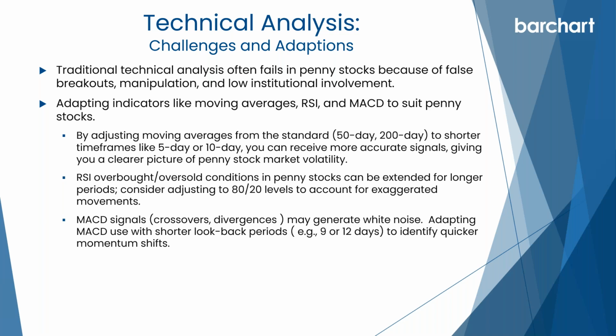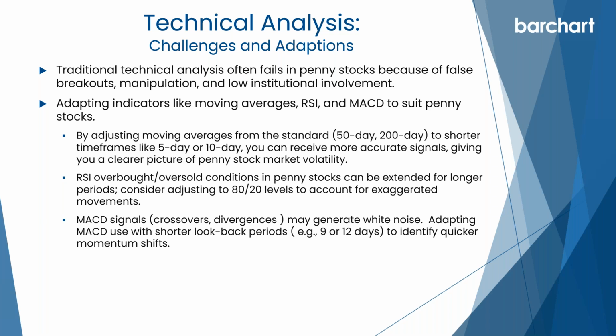So, traditionally when we think about stocks, you might hear things like the 50-day moving average or the 200-day moving average. But penny stocks, right, their time frames or their price movements are a lot shorter. They have these little bursts and then pauses or bursts and retreats. So using, let's say, a 10-day or a 5-day moving average, you might receive a more accurate signal and give you a clearer picture of that penny stock's volatility.